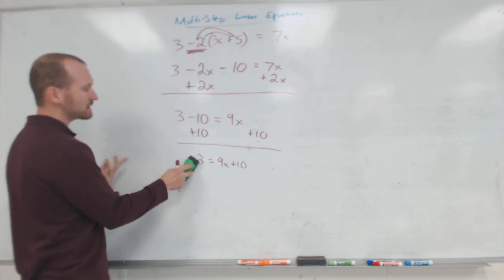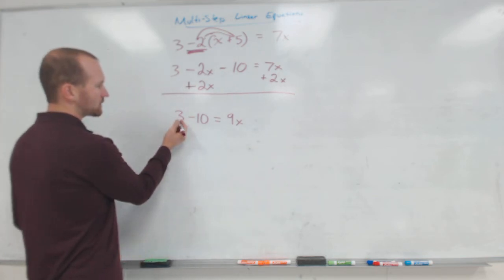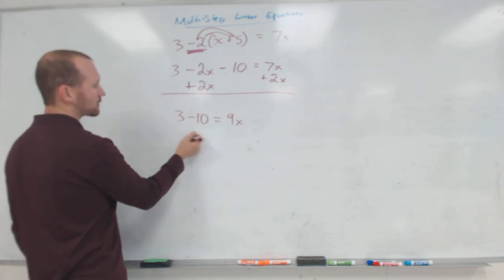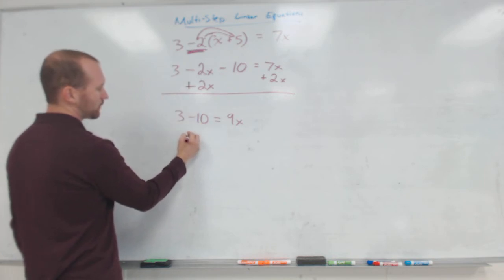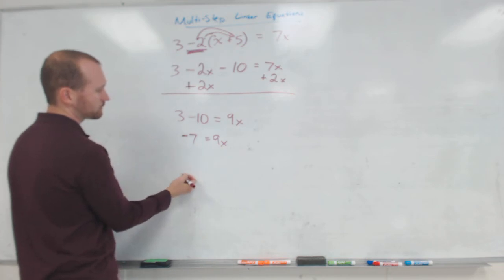Now, that's not to say that this is wrong. You totally could do it that way. It's just kind of adding extra steps. So instead, I would combine my like terms. 3 minus 10 is negative 7 equals 9x.